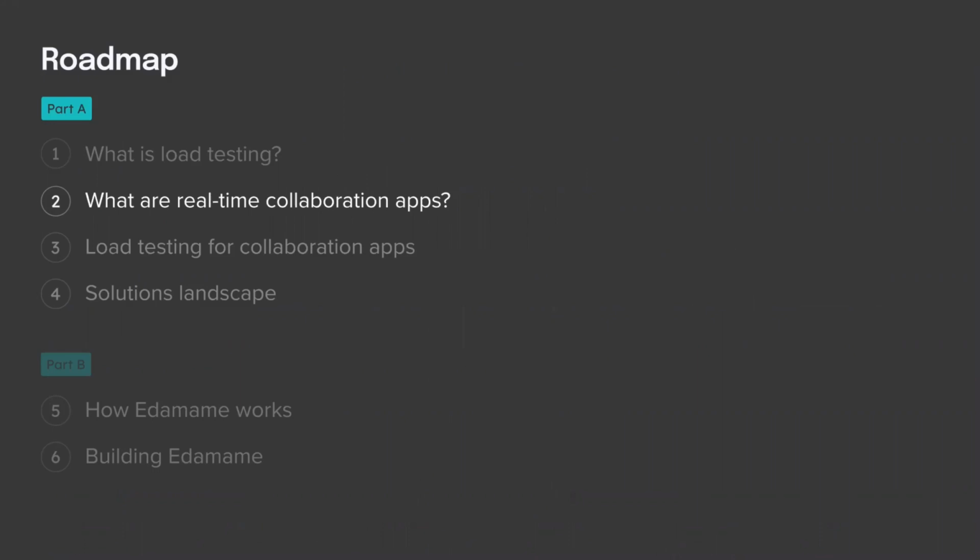Thanks, Rachel. So let's think about what real-time collaboration apps are, and we're going to talk about how they work. And then after that, we are going to consider if they have any specific characteristics that we need to keep in mind when we're thinking about how to load test them.